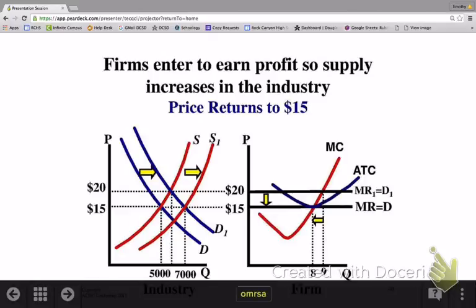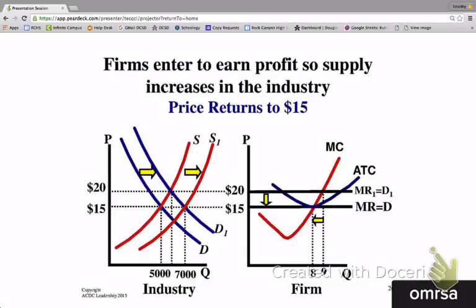Because of that, firms are going to enter the industry to make some of those profits, so supply in the industry will increase and shift to the right. When it does that, the new equilibrium is at S1 and D1, so the price will fall from $20 to $15, and that price is now at the minimum of the individual firm's average total cost. And so the firm will reduce its output from 9 to 8, and once again, it will be making a normal economic profit in the long run.